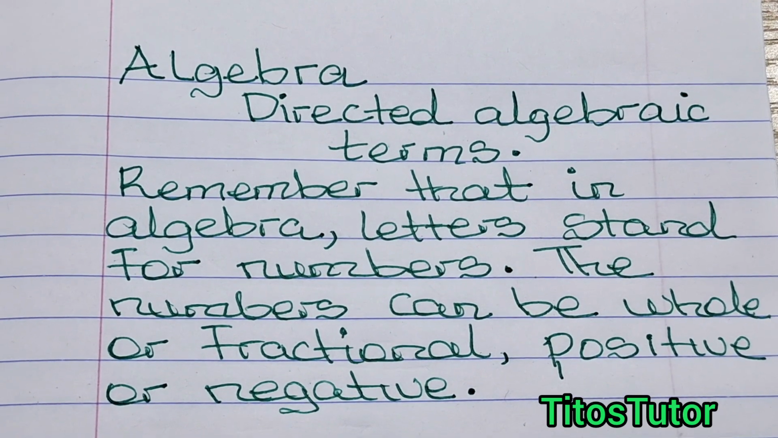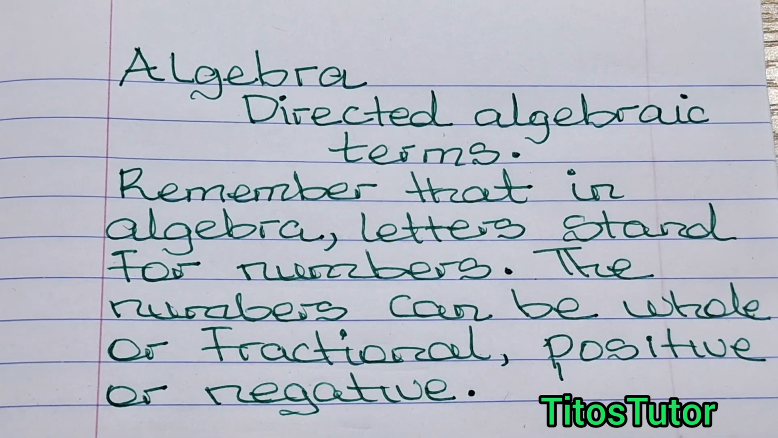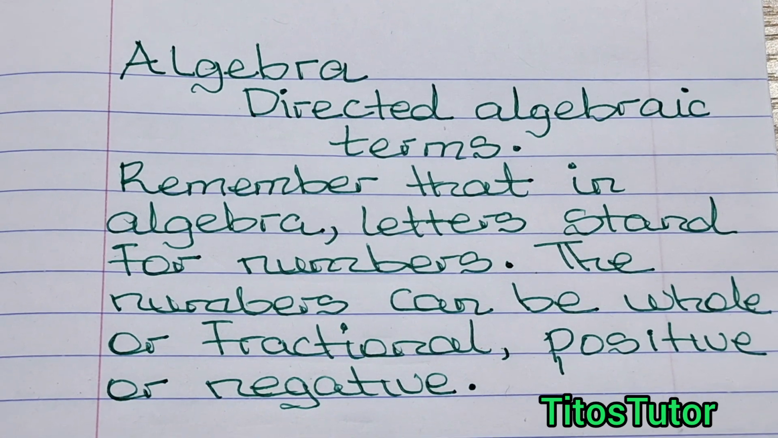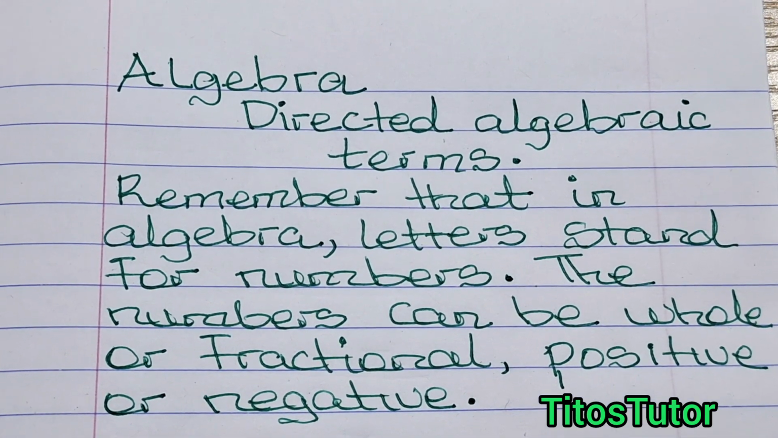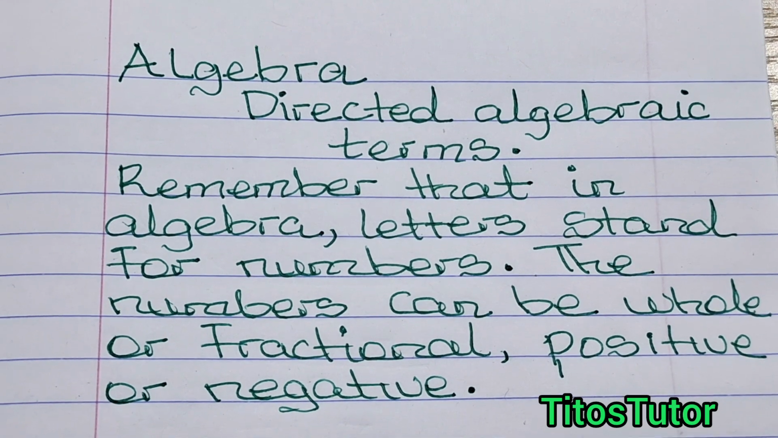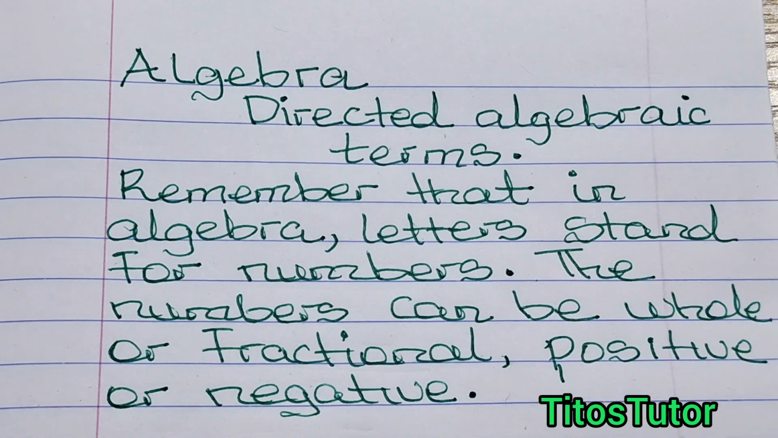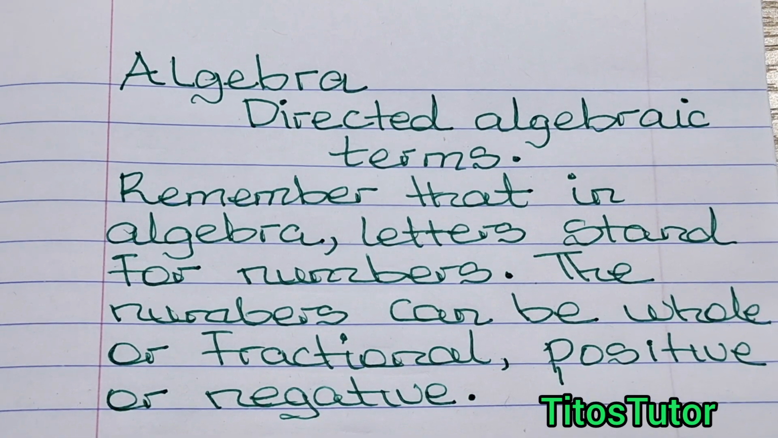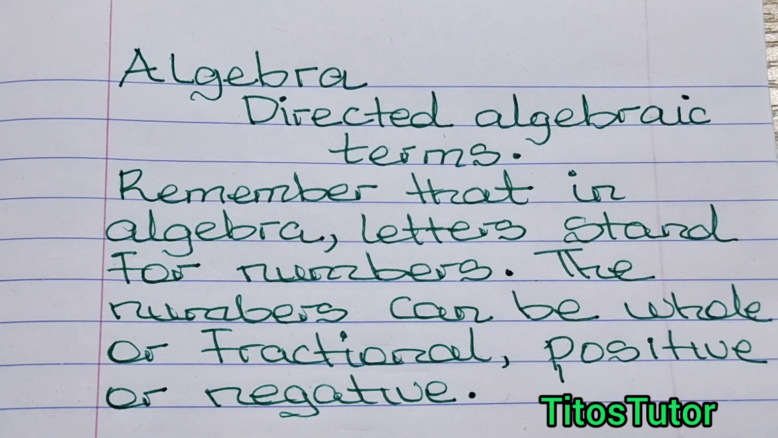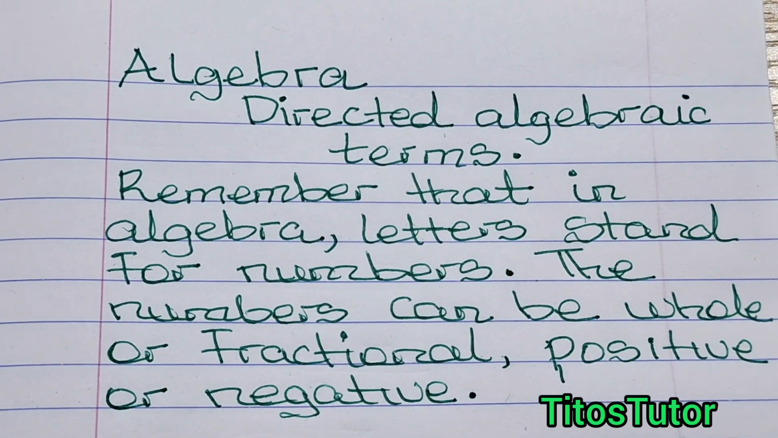Directed algebraic terms. Remember that in algebra, we represent unknown numbers with letters. So that unknown number you're representing could be a fraction, it could be a whole number, it could be positive or even negative. So when we talk about positive and negative numbers, then we talk of directed algebraic terms. Either your algebraic term is positive or it is negative.